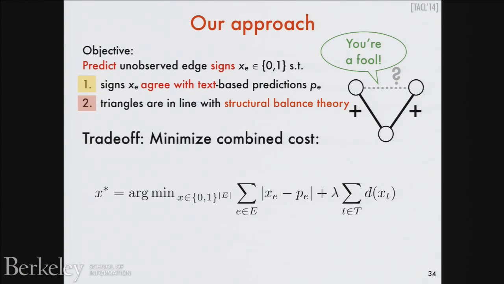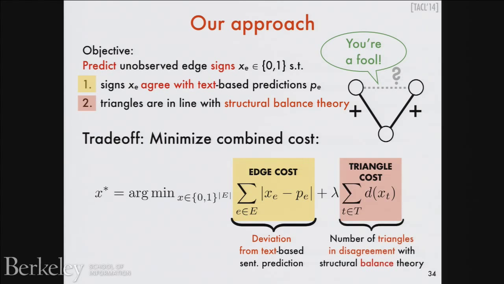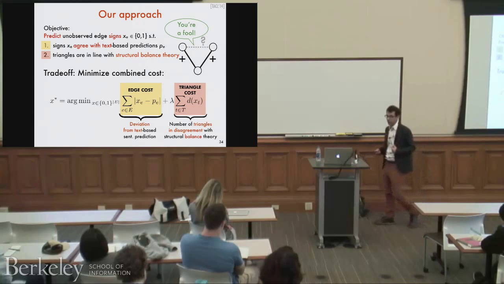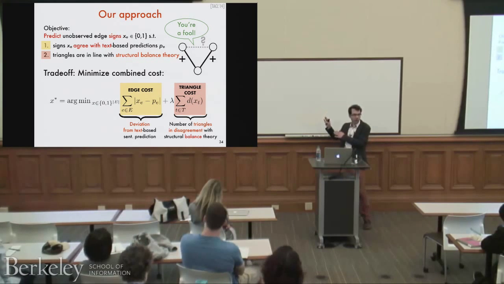And we find that trade-off by combining the 2 signals into a combined cost term that looks like this. It takes both of these into account. There's an edge cost and a triangle cost. The edge cost measures how much you deviate from the predictions that are made by the text only, and the triangle cost, in simplified terms, counts how many triangles you create that disagree with structural balance theory. And then the 2 of them are traded off by this lambda parameter that can be learned from data in a machine learning fashion. Actually, there's a bunch of machine learning behind this, but I'm not going to make this the focus of this talk, but I'm happy to talk about it later.